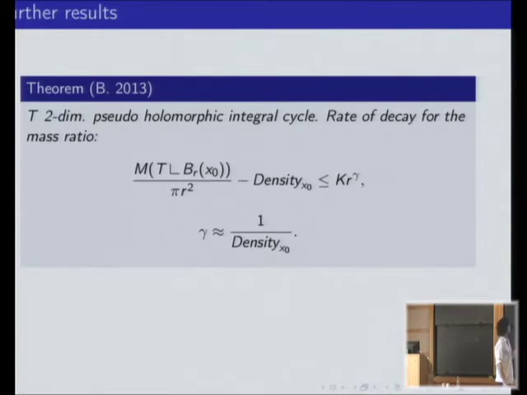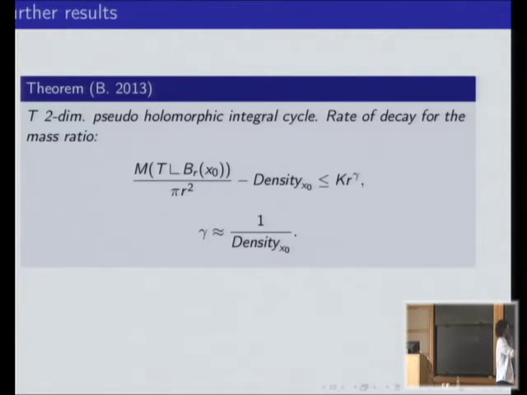And always using this technique of blowing up the origin, I obtained an explicit rate of decay for this. So you have a geometric rate of decay with an exponent depending on the density at the point. Very often in the literature, uniqueness of tangent cones has actually been proved by proving something like this first, so that the mass ratio converges fast enough towards its limit, which then gives you the uniqueness of tangent cones.